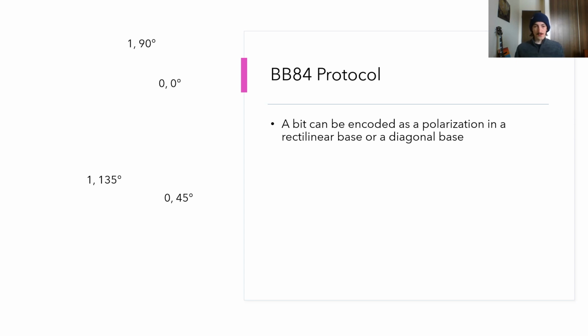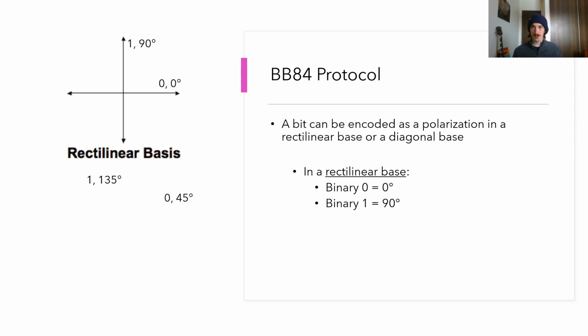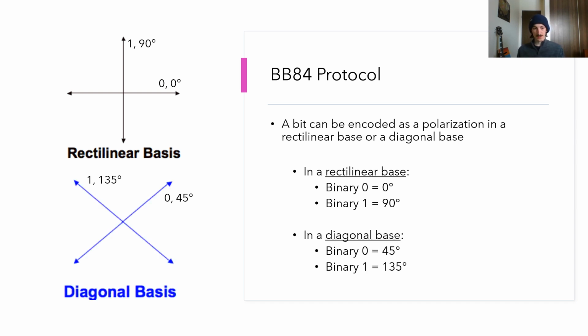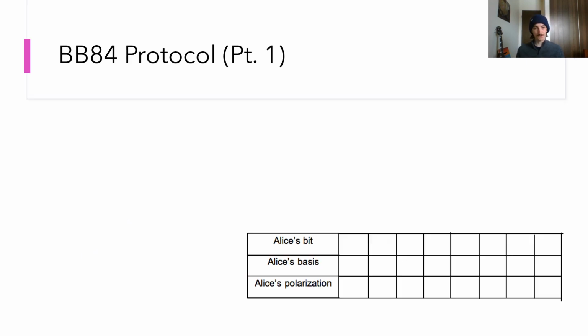So the first step here is encoding these bits. You can either encode it as a polarization in a rectilinear base or a diagonal base. What that means is in a rectilinear base, like on the left here, if you have a binary 0 for that bit value, you can encode that as 0 degrees. If you have a 1, you can encode that as 90. If you choose the diagonal base, however, then a binary 0 would encode as 45 degrees, and a binary 1 would encode as 135 degrees.